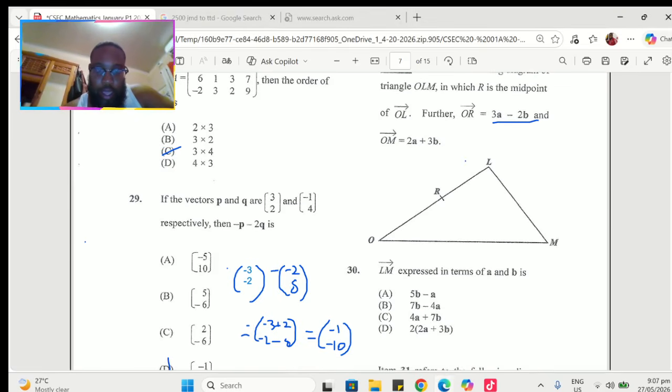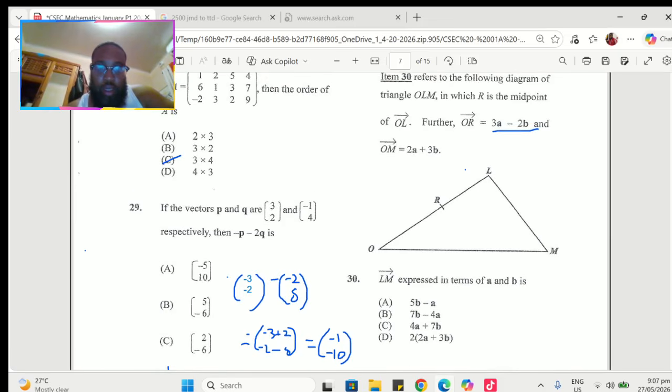Right, so they want LM expressed in terms of A and B. We know O to R is 3A minus 2B. I am going to switch to the Zoom and just stay live, so you will see it. And O to M is 2A plus 3B. So what do they want again? LM expressed in terms of A and B.